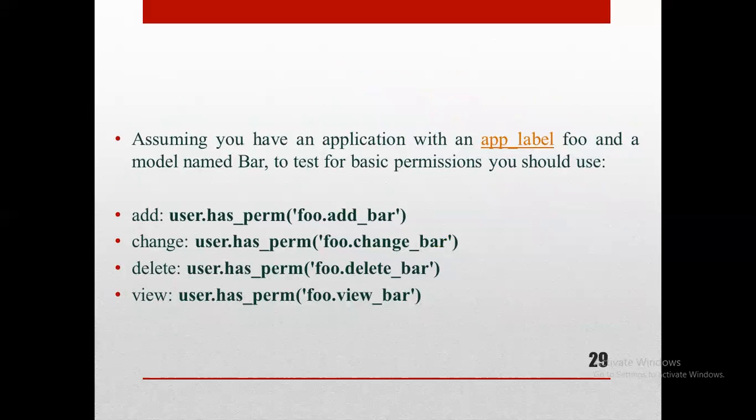Assume we have an application with the app label foo and a model named bar. To test for basic permissions, you should use: for add, user.has_perm('foo.add_bar'); for change, user.has_perm('foo.change_bar'); for delete, user.has_perm('foo.delete_bar'); and for view, user.has_perm('foo.view_bar'). So these are the four default permissions in Django.